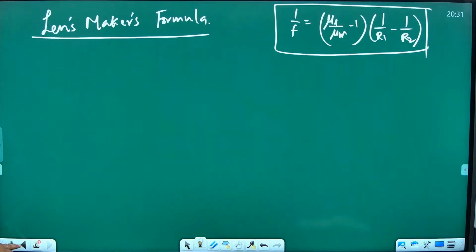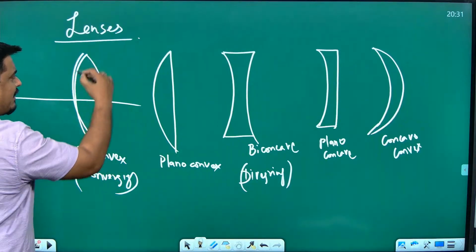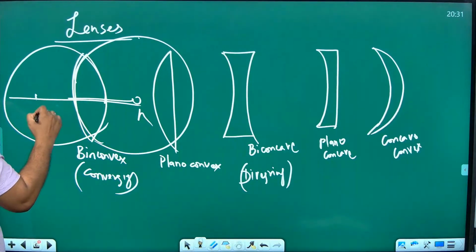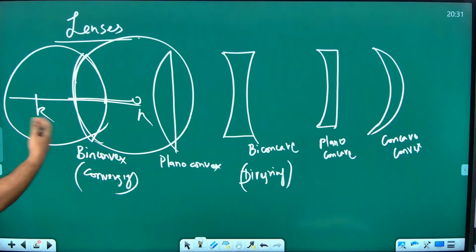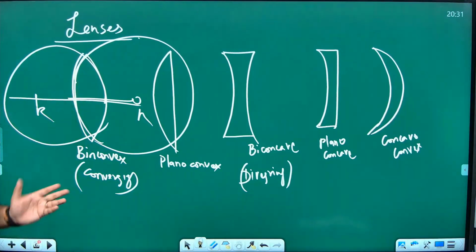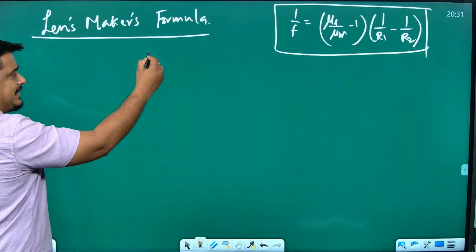Always remember that in lenses we have two sides, isn't it? So this side will have its own radius, and this side will have its own radius. It may be the same if it is a biconvex lens, or if the two sides are different, it may be different also. Don't think it will always be the same. So generally it will be the same. Anyhow, what I am doing now is taking a lens.